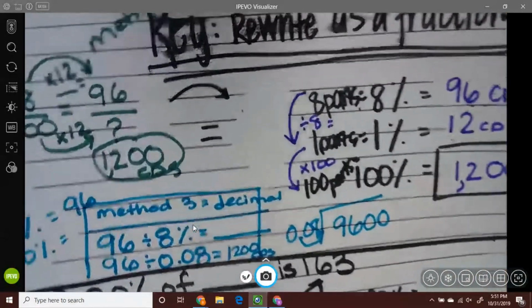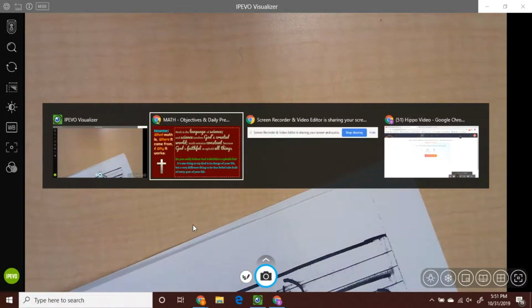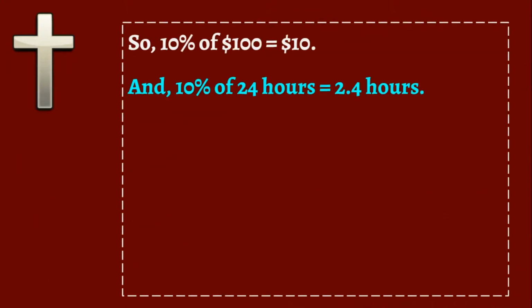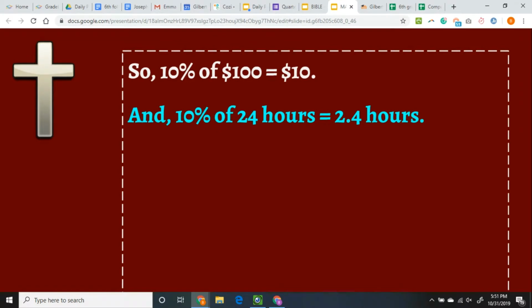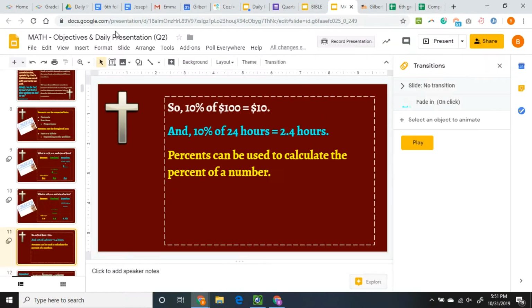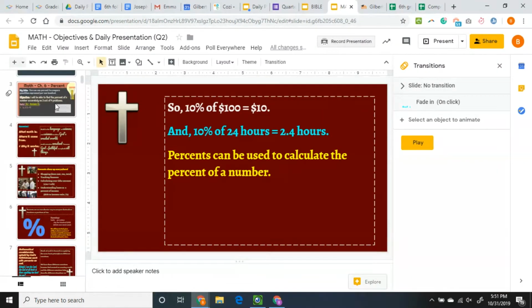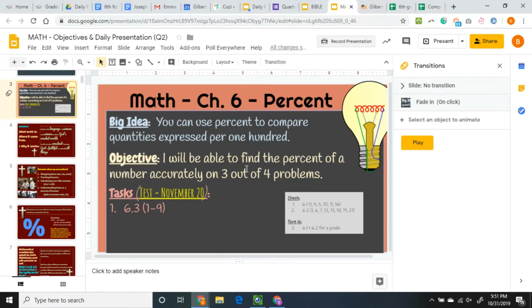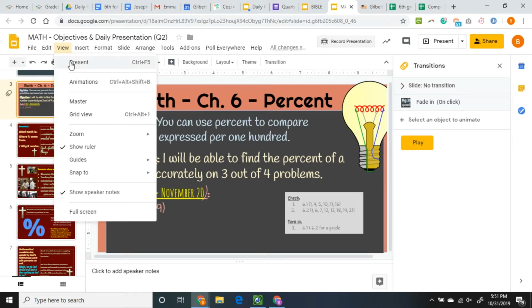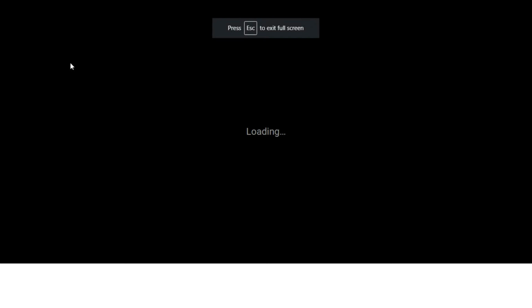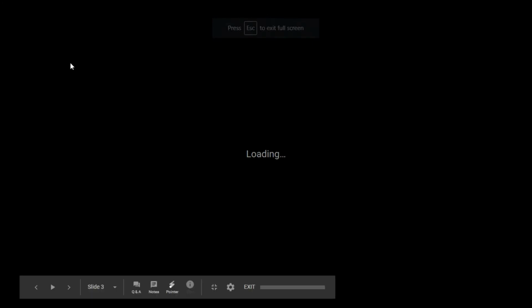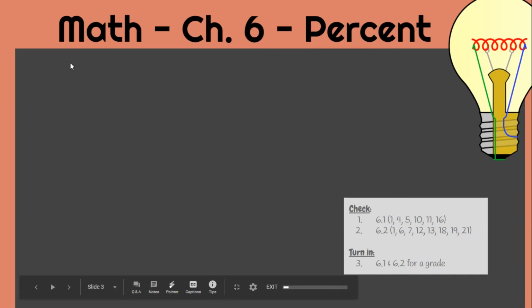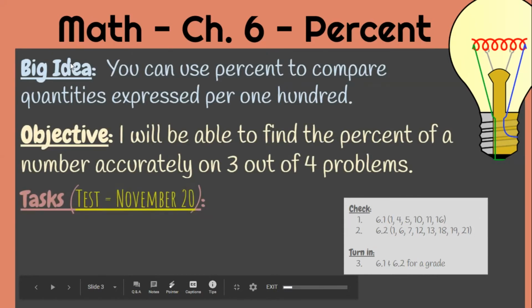So remember that math, obviously, we know is the language of science, but our main objective today is that we'll be able to find the percent of a number accurately on 3 out of 4 problems. So you guys are going to start working on 6.3, numbers 1 through 9. So I'll leave that up for a little bit in case you missed your planner. Make sure you turned in your work that you checked today as well, and make sure your name was on it.